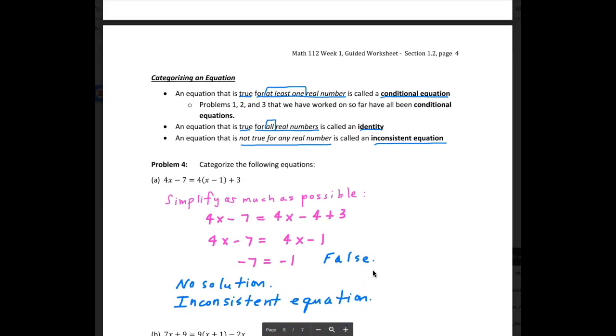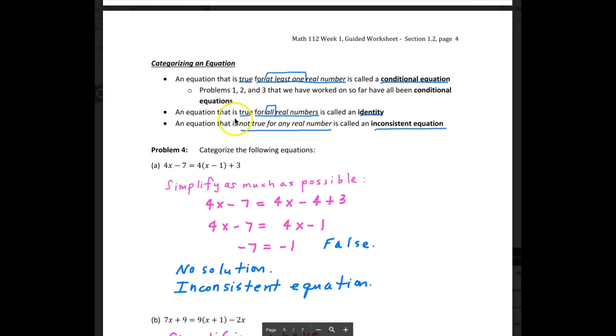Now, what criteria do we have for determining whether an equation has a solution, and maybe what kind of solution it has? Let's go over 3 possible categories. An equation that is true for at least one real number, meaning we get at least one solution, is called a conditional equation. The problems that we've looked at so far have all been conditional equations because they've had one real number as a solution. However, if we encounter an equation that is true for all real numbers, it's called an identity.